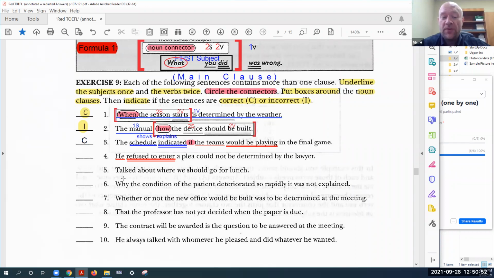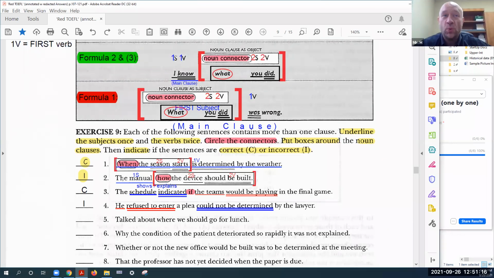What about verbs? Are there any more verbs? Could not be determined. How about a connector? Do you see a connector? No. So that's why this is incorrect. It needs a connector. Where can I put the connector? By the way, which formula is this? Is this 1 or 2 or 3? Formula 1. Bingo. Okay. So we need to put the connector at the beginning. Why he refused to enter a plea could not be determined.